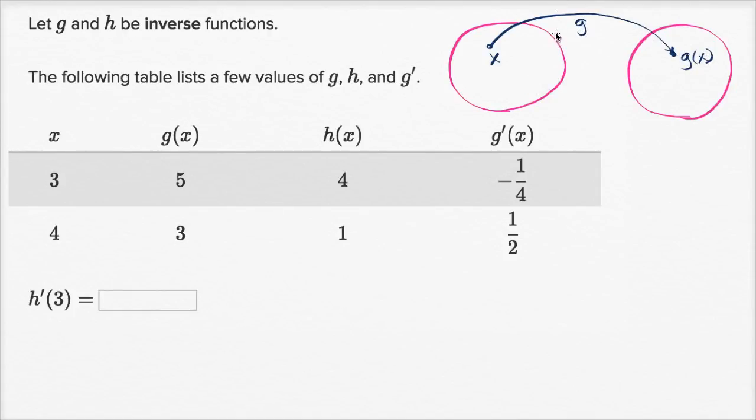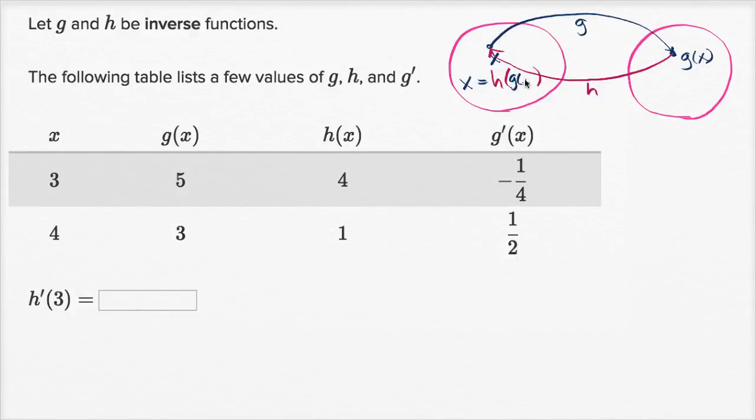Now, if h is the inverse of g, and frankly, vice versa, then h could go from that point, g of x, back to x. So h would do this. H would get us back to our original value. So that's what the function h would do. And so we could view this point right over here as x. So that is x. But we could also view it as h of g of x.